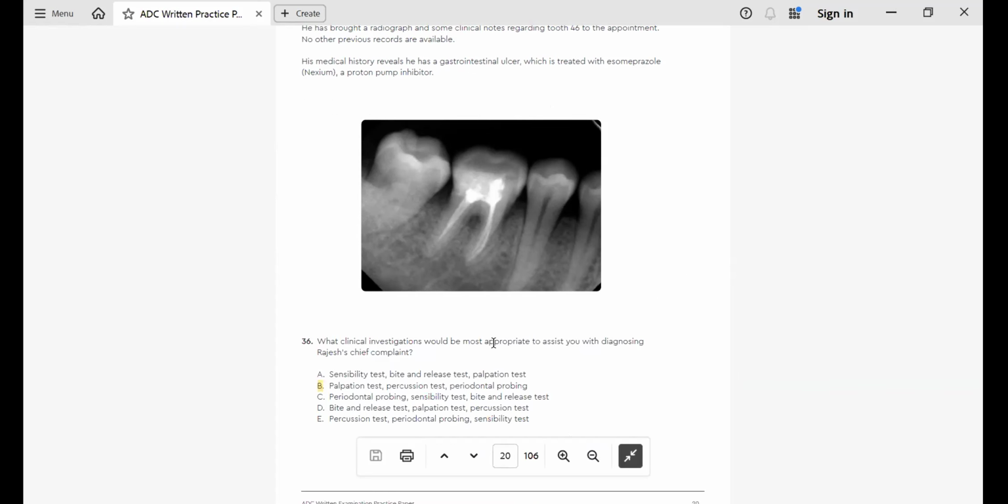What clinical investigation would be most appropriate to assist you with the diagnosis of Rajesh's chief complaint? Palpation test, percussion, periodontal probing. Same case we had, I think, in one of the last few mocks that we discussed. Someone was asking me, why not sensibility? So many academies have answered this as sensibility. Now you understand why not sensibility? And ADC has proven it to you, because we don't need to do it. The tooth is actually treated, right? And whatever pulp is there, your sensibility testing is not going to excite these nerve fibers, whatever pulp or nerve remnants are left.